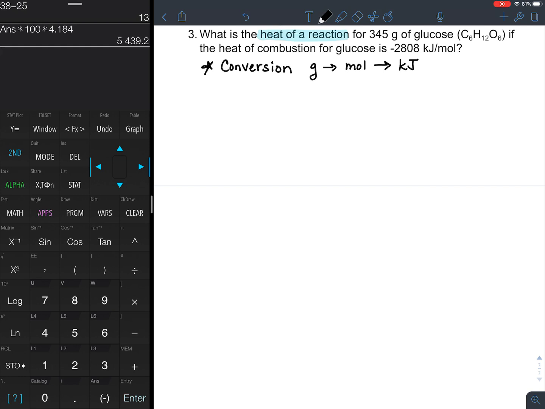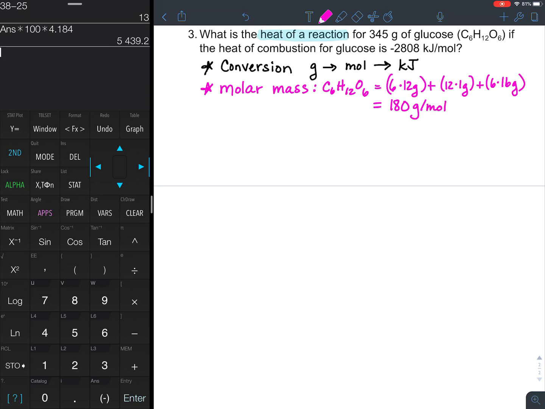And I will say for a lot of things, we do know what the heat of combustion is, and there's usually some sort of a table or chart that will give us those values. We also need to know molar mass. Okay, so if we want to know our molar mass, we haven't done this in a while, but I said it never goes away for us. So for C6H12O6, we've done this before. I'll do a really quick example. It's going to be 6 times 12 grams for carbon plus 12 times 1 gram for hydrogen plus 6 times 16 grams for oxygen, and that gives us a value of 180 grams per mole for our molar mass.